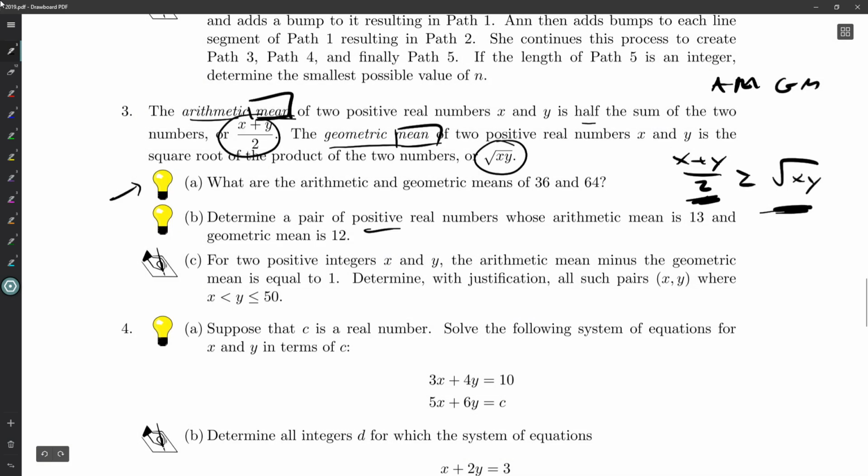Okay, C part. Now this is one where we actually have to write our answer, show all our work. For two positive integers x and y, the arithmetic mean minus the geometric mean is equal to 1. Well, we have that in the last question, actually. Determine with justification all such pairs x, y, where x is strictly less than y, and y is less than or equal to 50, and we are looking at positive integers. So I guess technically we should also have this.